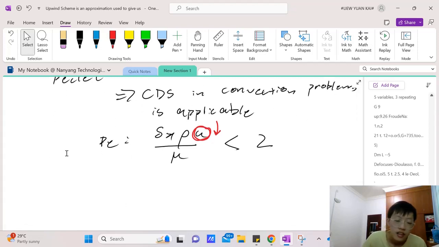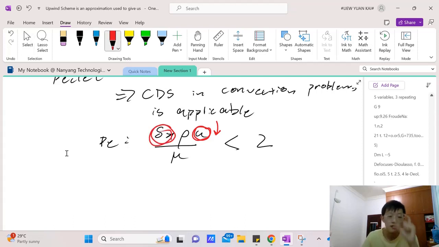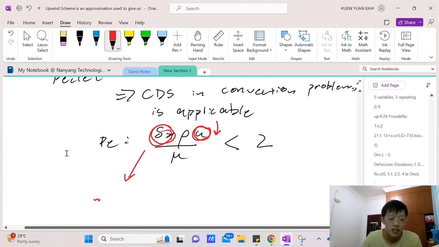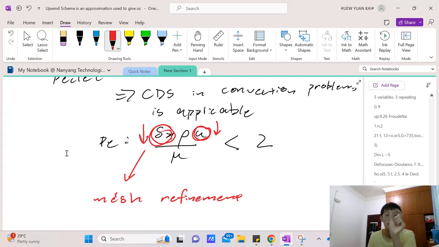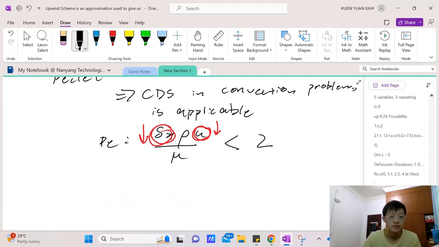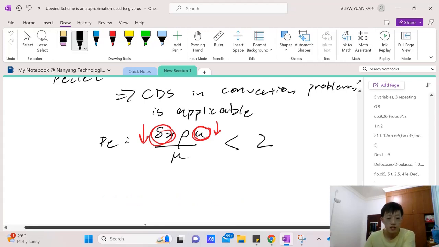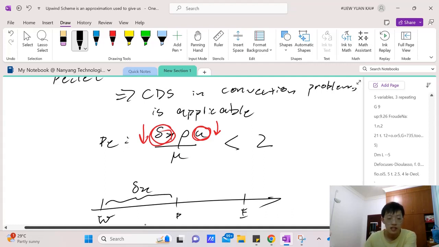Then another obvious way is to reduce delta x. If you reduce delta x, what you're doing is mesh refinement. That's why mesh refinement is important. If delta x is smaller and smaller, you reduce this size. Let me explain physically what reducing delta x does. Let me just draw this out. This size here is delta x.